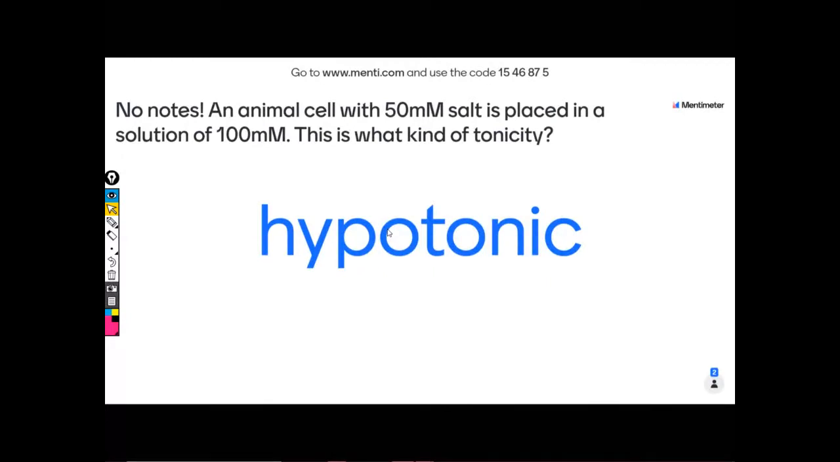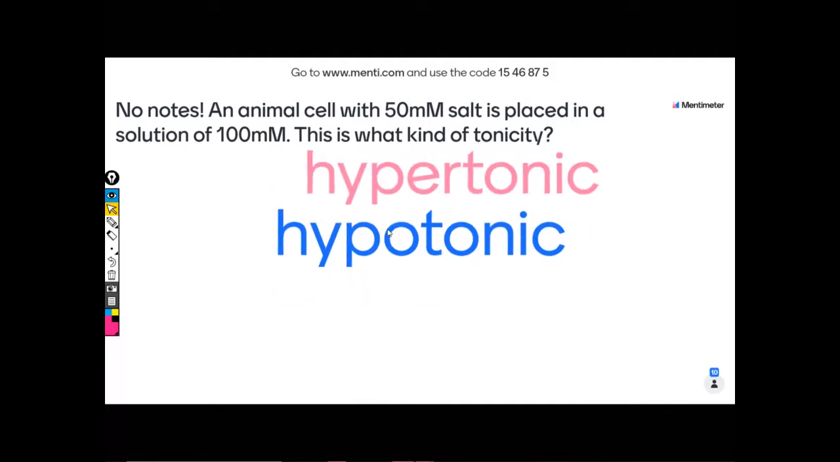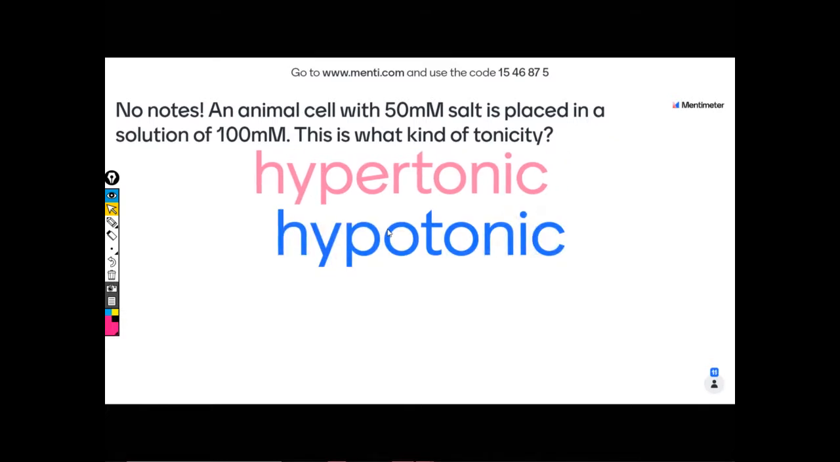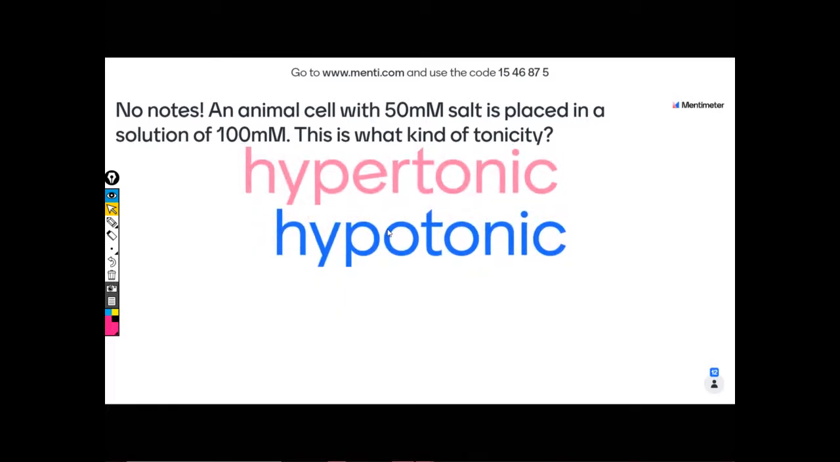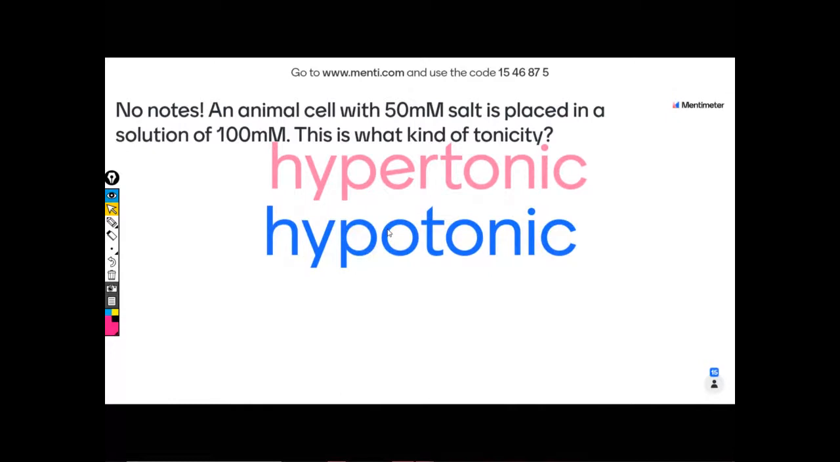Think about the question presented to you. I have an animal cell that has a concentration of salt on the inside, and that concentration is 50. I'm never going to make you do math. The numbers are there to give you an idea of how much salt is in there. I take that cell with 50 salt and put it inside a solution, some kind of water. That water has 100 of salt. What I would do is draw out the situation and think about what is going to happen. Using the three terms that we have for tonicity, what situation does this cell find itself in? Take a hot second and answer the question.